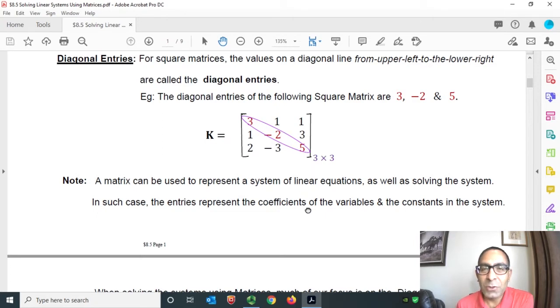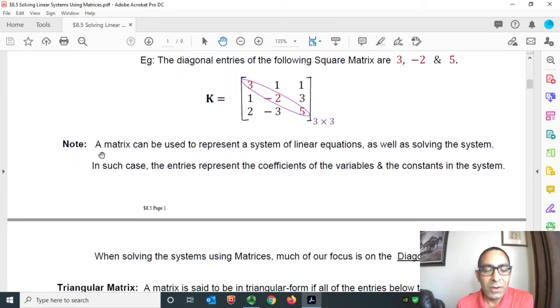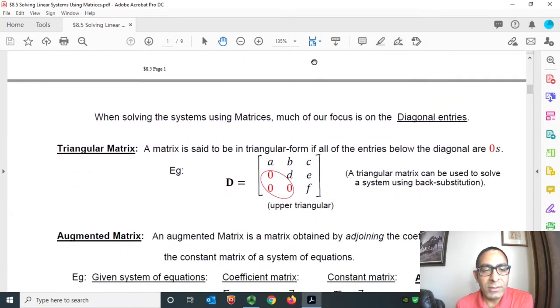Next, quick note. A matrix can be used to represent a system of linear equations as well as to solve the linear system. In such cases, the entries represent the coefficients of the variables and the constants in the system. When solving the system using matrices, much of our focus is on the diagonal entries.